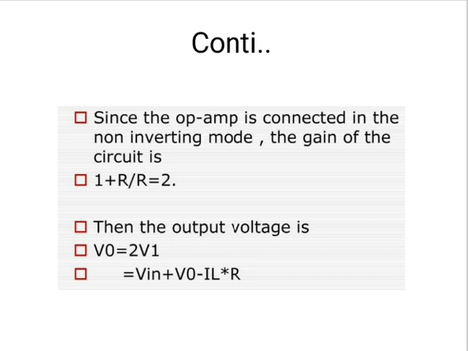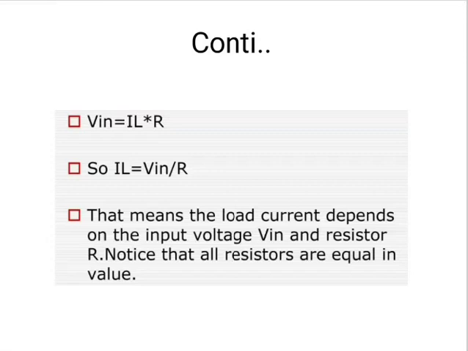For a non-inverting amplifier, gain can be written as A is equal to 1 plus RF by R1, where RF is the feedback resistor. But here RF is equal to R1. So we can write A is equal to 1 plus R by R, that is equal to 2. Here Vin is equal to IL into R. So IL is equal to Vin by R. This equation shows that the load current depends on the input voltage Vin and resistor R. Here note that all resistors are equal in value.